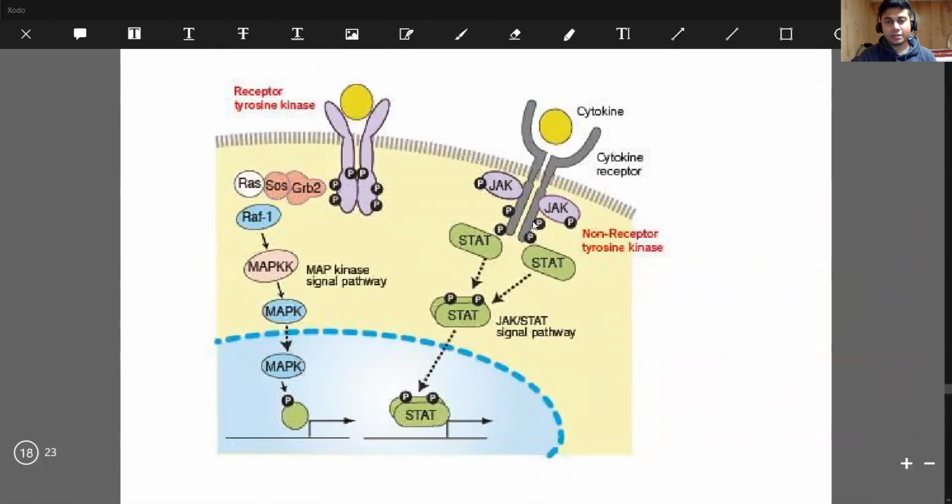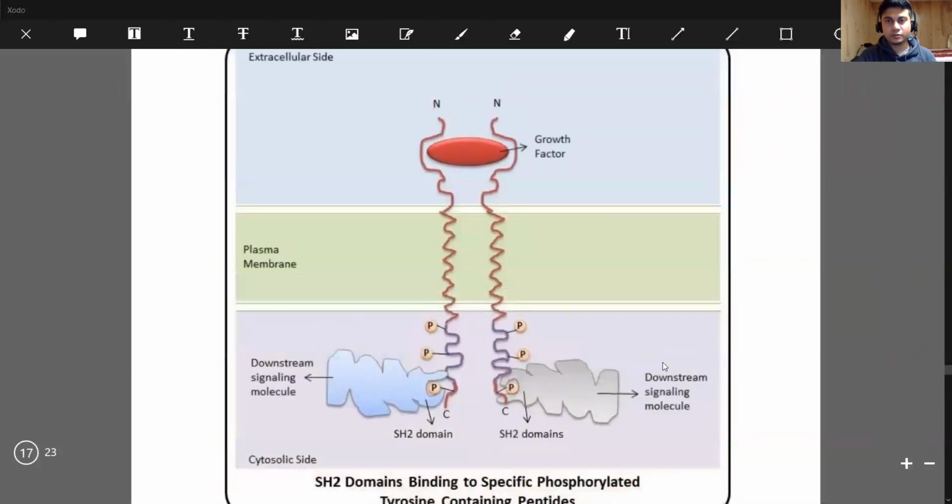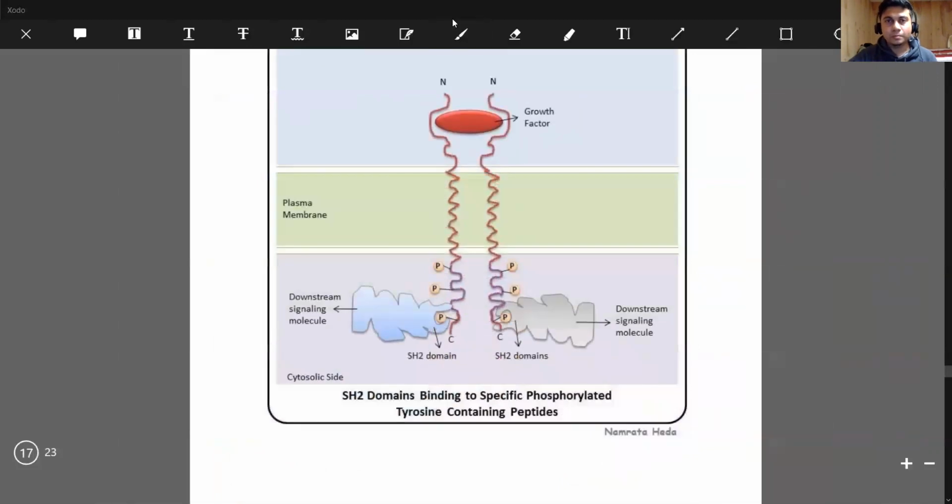So if I look at this picture, okay, this is a good picture. Now, here you see that this is the receptor, right? When this ligand is binding here, this receptor dimerizes. That means they come closer. Not only that, they have intrinsic tyrosine kinase activity here somewhere. Now, this tyrosine kinase will phosphorylate certain tyrosine residues here.